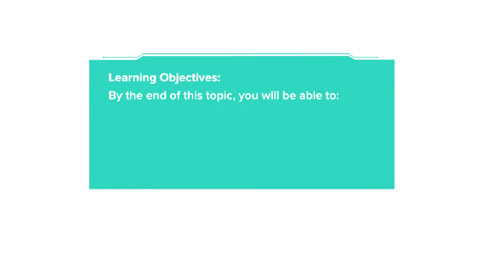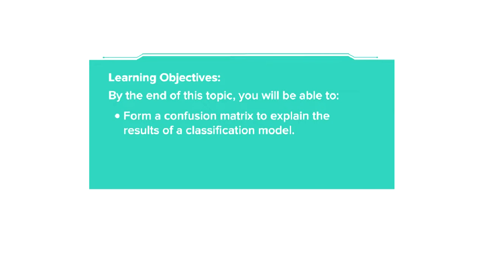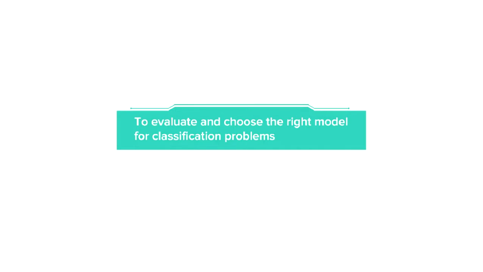By the end of this topic, you will be able to form a confusion matrix to explain the results of a classification model, and describe different evaluation metrics for classification. So far we have studied different models. Now, let's look at the other side of the coin. That is, we'll study how to evaluate and choose the right model.